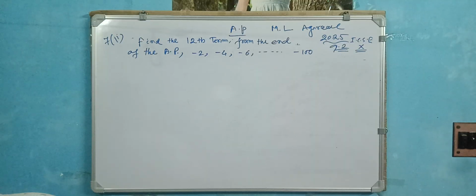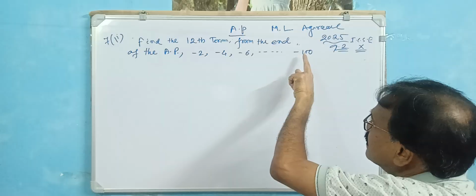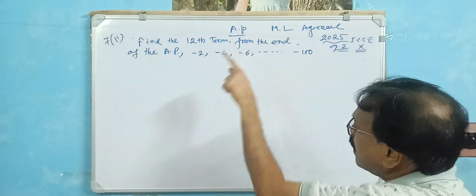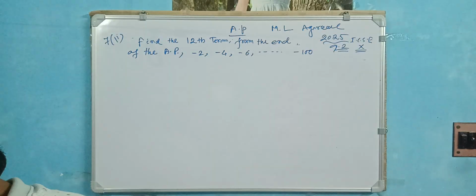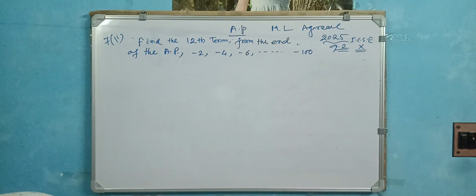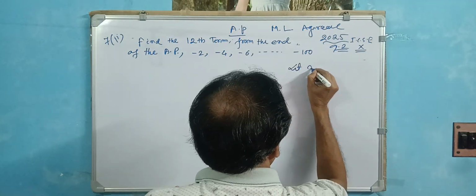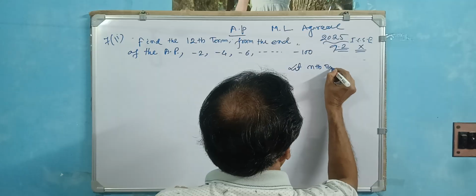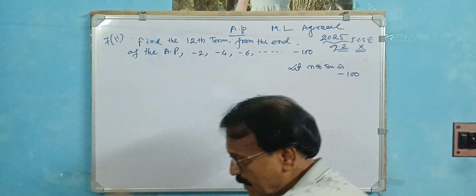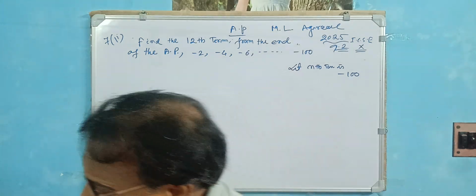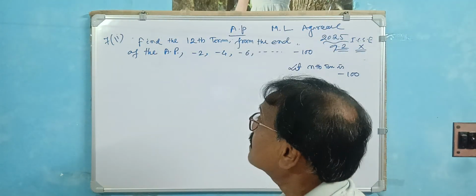Find the 12th term from the end. From the start, this is the first, second, third, fourth, fifth, up to 12, but not here, from the end. Clear? So first you have to write, let the nth term be minus 100. Now, what is the first term? This is a.